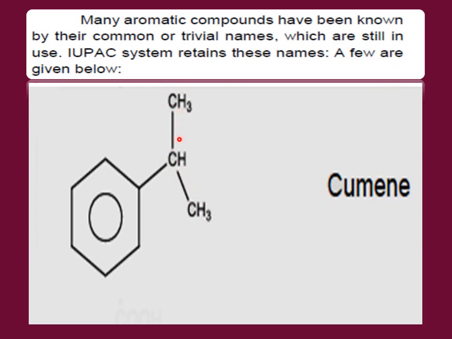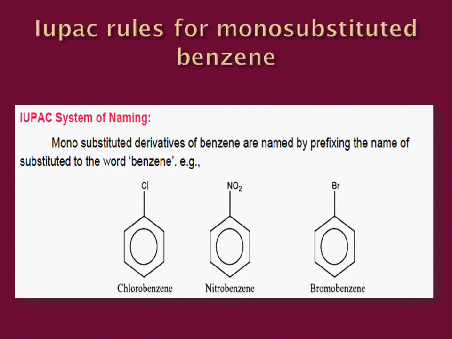Now students, let us see how IUPAC rules name monosubstituted benzene. Monosubstituted derivatives of benzene are named by prefixing the name of the substituent to the word benzene. For example, chlorobenzene, nitrobenzene and bromobenzene.